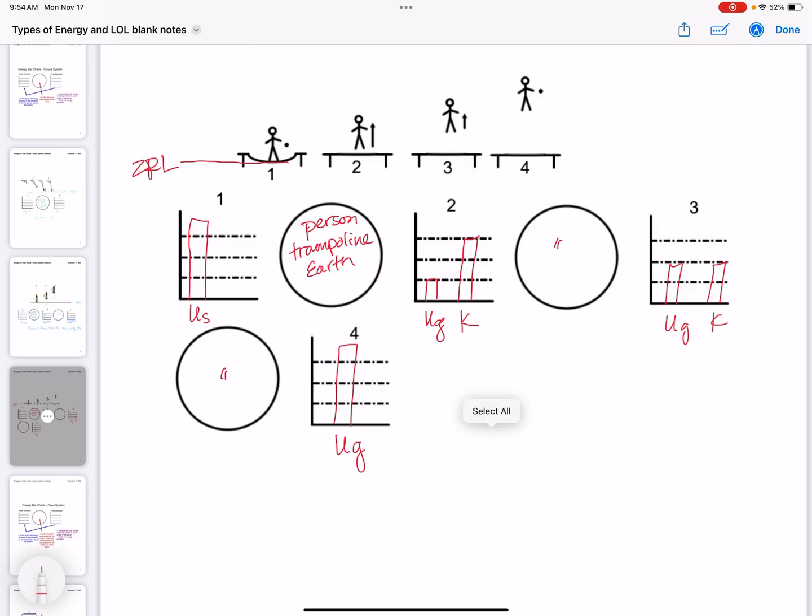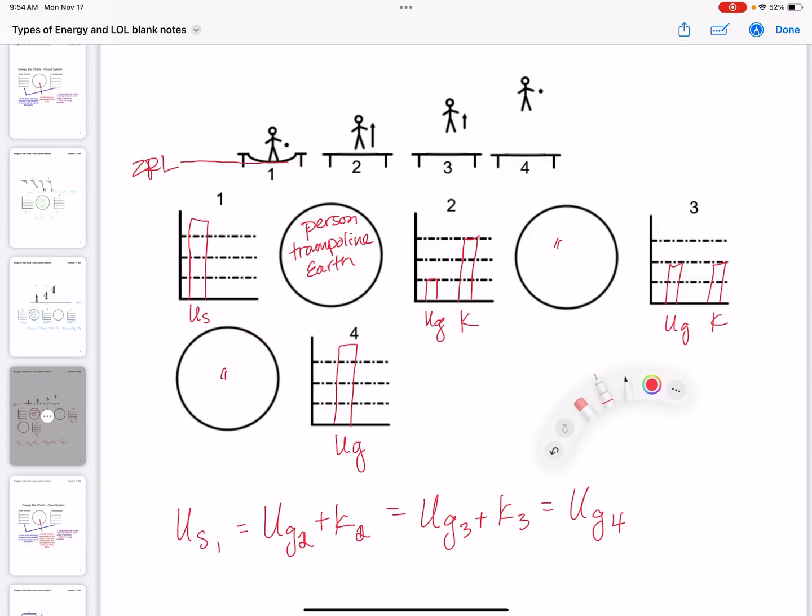So then I can write my first law of thermodynamics equation, US1 equals UG2 plus K2. Ooh, goodness, that's supposed to be a 2. Which is equal to UG3 plus K3, which is equal to UG4. And that is our example there.